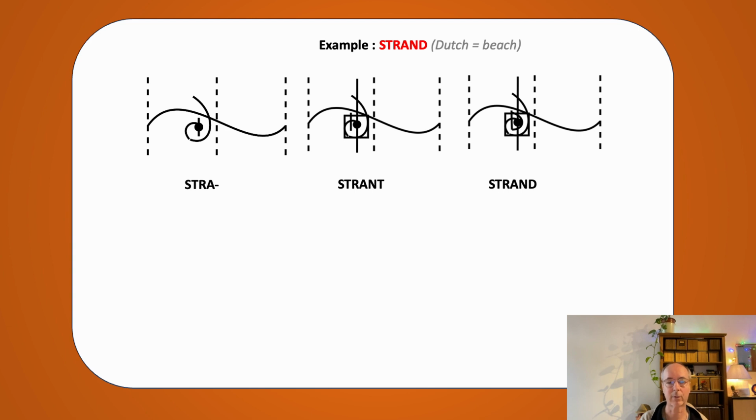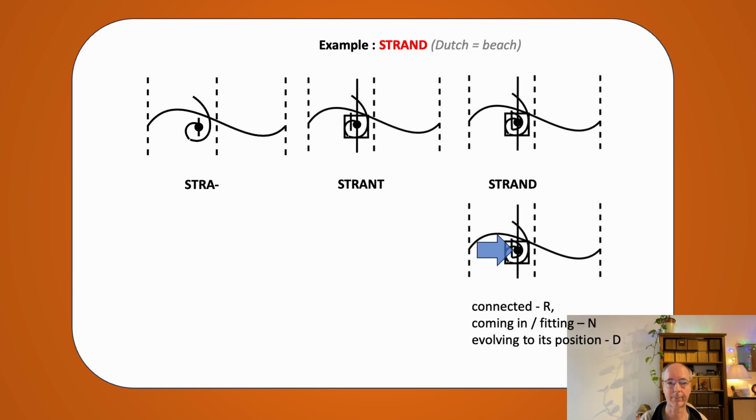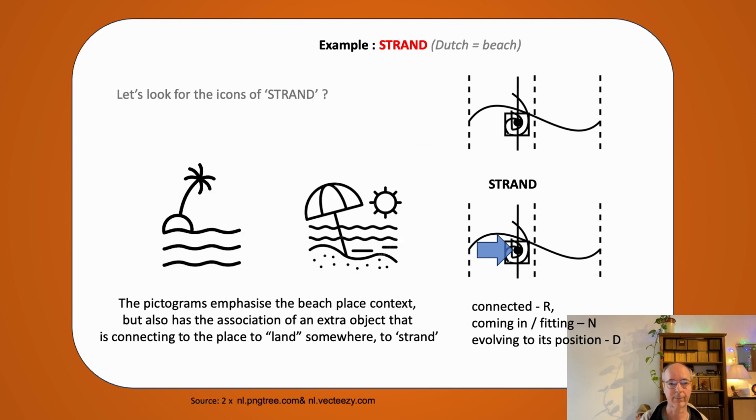That is what is expressed in strand. Strand is the Dutch word for beach, by the way. So the R will be the connection point, with N the coming in or filling in or fitting to a place, let's say, which evolves also to its proper distinction at the end, to its position, evolving to its final position. So let's compare it now with the icons that we can find on the internet.